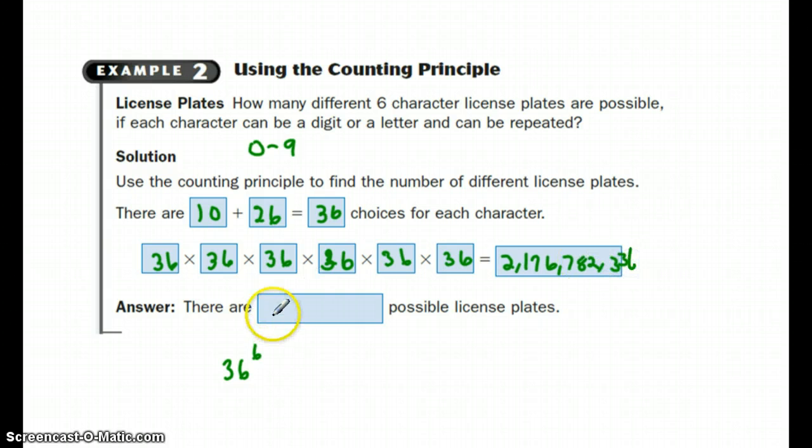2,176,782,336 possible license plates. So this number here would get copied and pasted here as well. I won't take the time to do that, but there are 2,176,782,336 possible license plates.